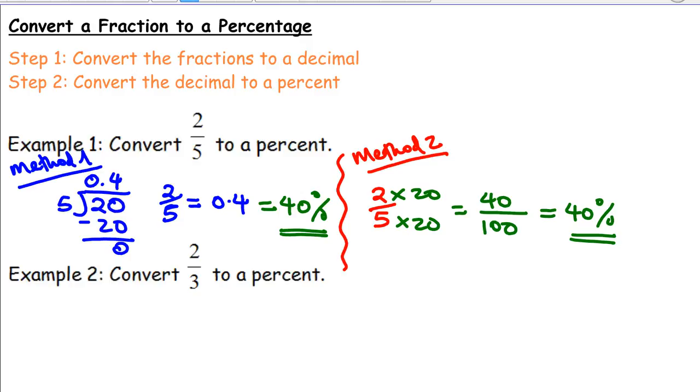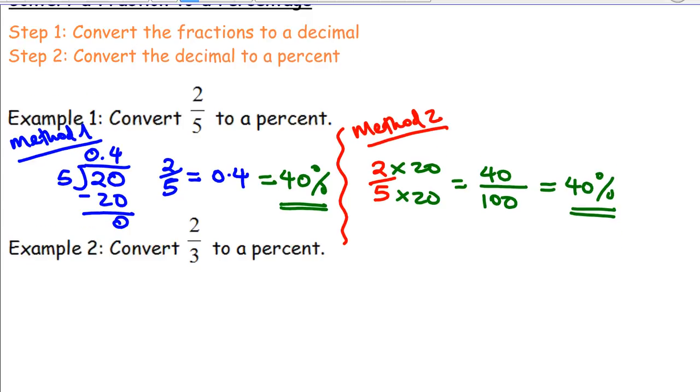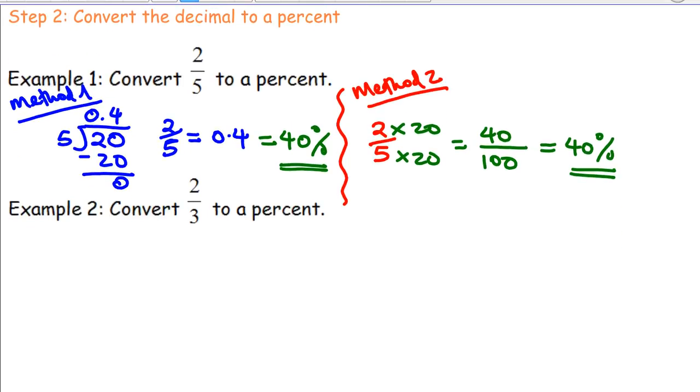All right. Example 2. Convert 2 over 3 to a percent. Step 1 is convert it to decimal. So 2, 3 outside. 3 cannot go into 2, so 0 point, you add a 0. 3 goes into 20 how many times? 6 times, that will be 18.